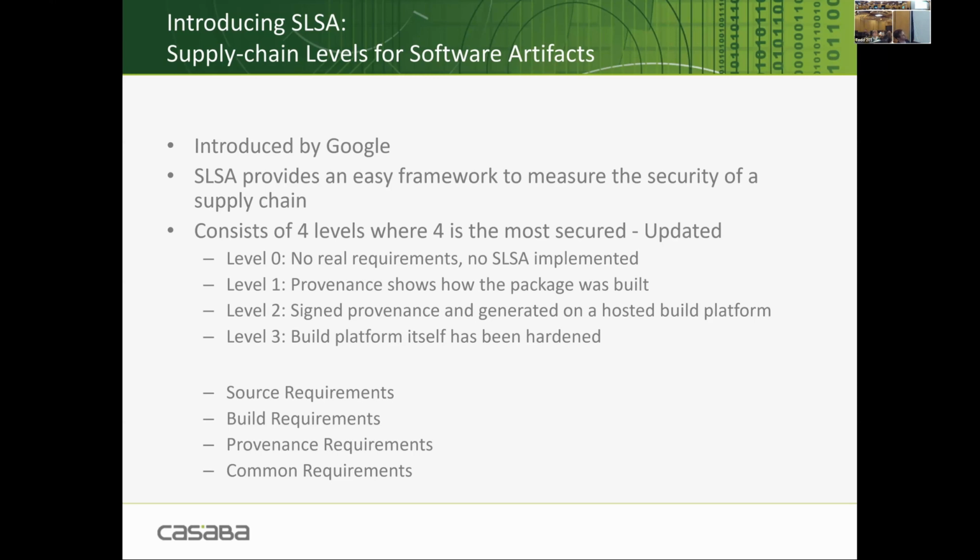With level 0, it just means you haven't adopted anything with SLSA. Level 1, your provenance should be showing how the package was built. Level 2 is you have signed provenance and it's generated on a hosted build platform. And level 3 is the build platform itself has been hardened against attacks. Level 1 is really focusing on mistakes and documentation issues. Level 2 is focusing on tampering after the build. And level 3 is focusing on tampering during the build.